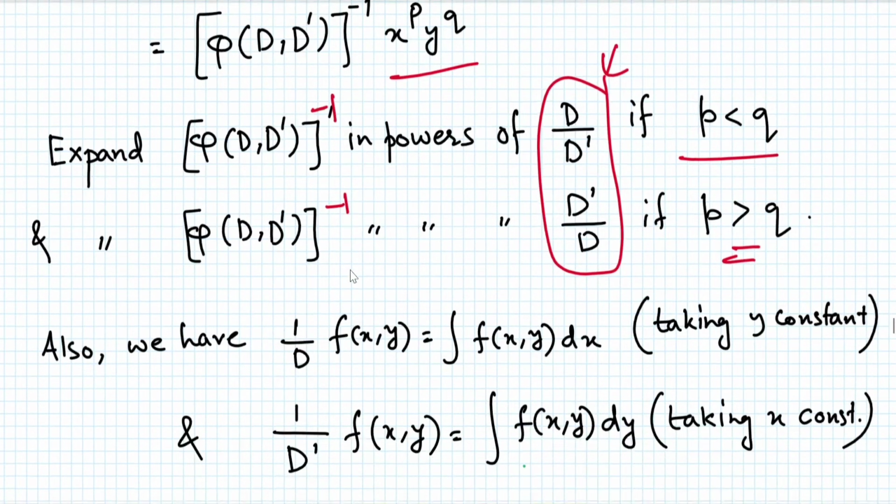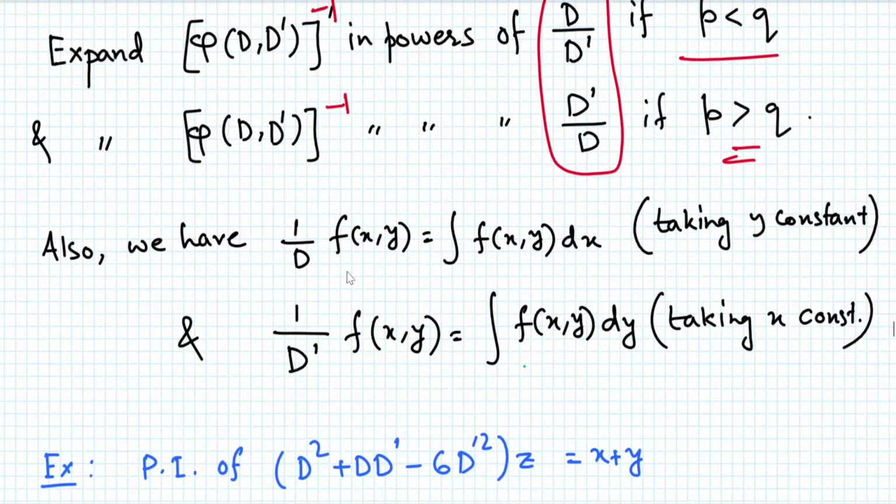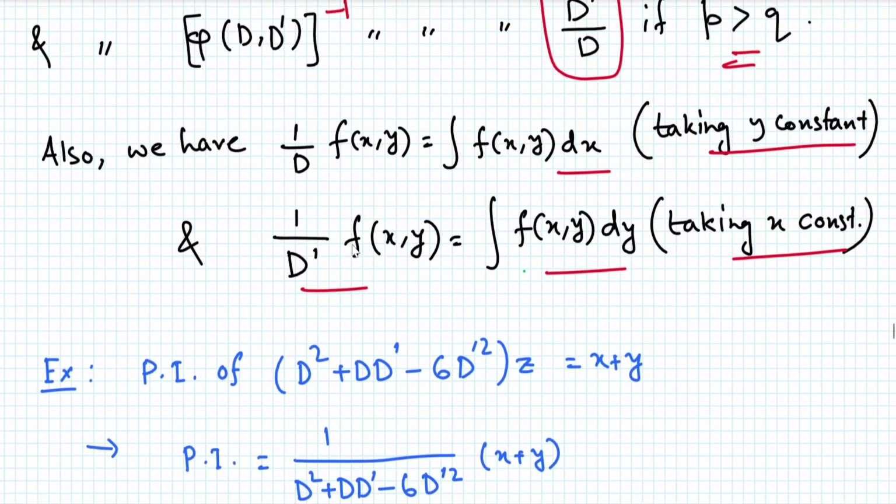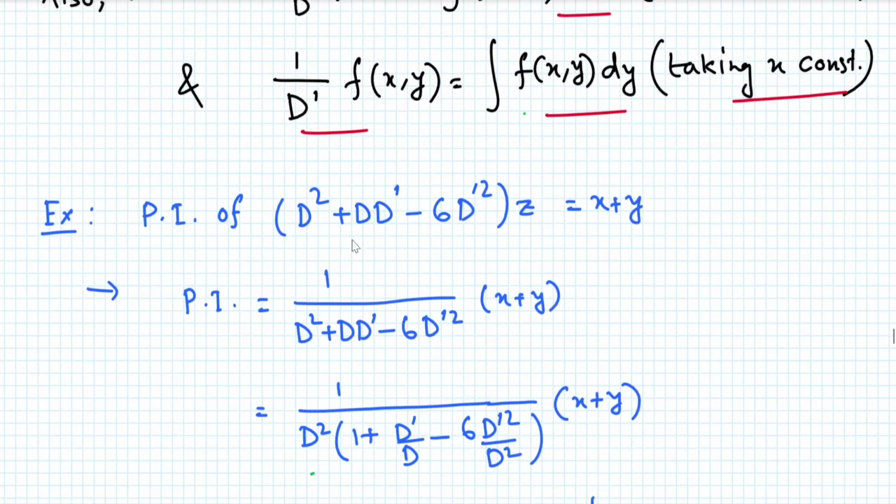Also, 1/D of f(x,y) is the integral of f(x,y) dx, taking y as constant, and in case of D', the integration of f(x,y) dy, taking x as constant. Now let us take an example. Particular integral of (D² + D' − 6D'²) z is equal to x + y. Here p and q are 1 and 1.